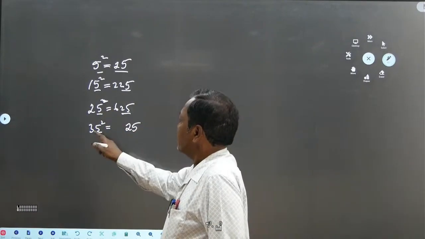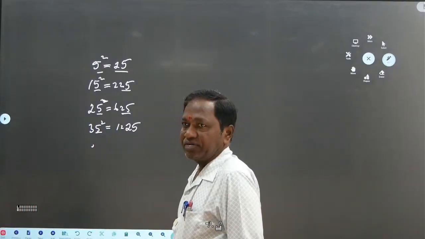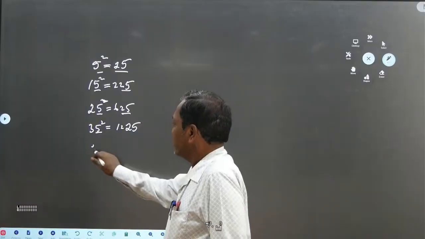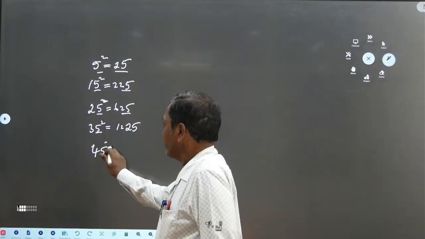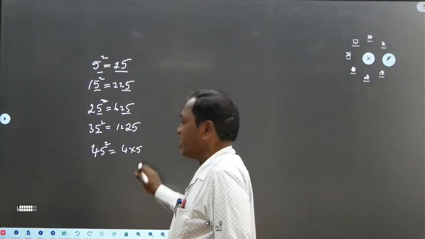And now we can see 3 multiplied by the next number, 12. 3 multiplied by the next number. So if we take 45 square, the first digit 4 is multiplied by the next integer.